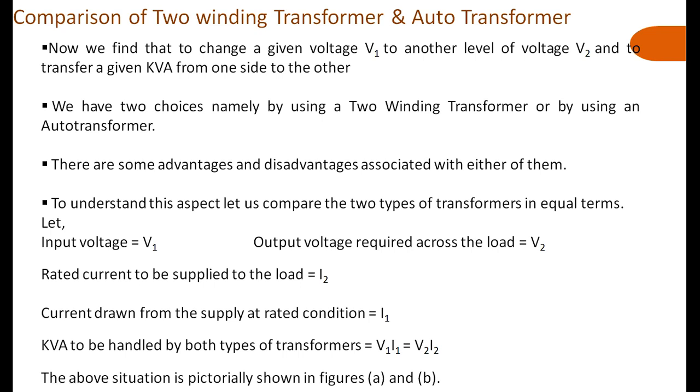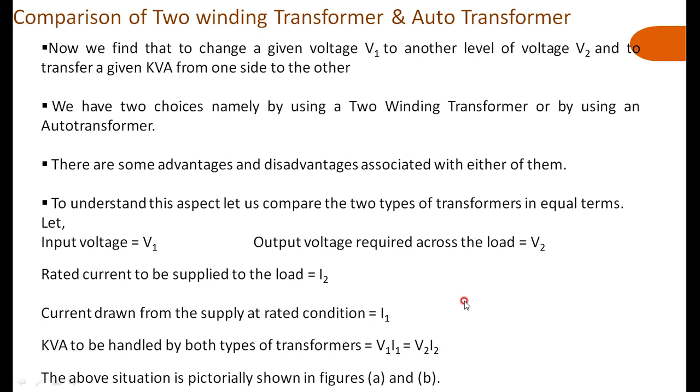That is, the kVA rating is the product V1 I1, which must be equal to the product V2 I2. Means for both transformers we want V1 at the primary and V2 at the secondary. The load current supplied by the two winding transformer is I2, and by the auto transformer is also I2, and the kVA rating remains the same, that is V1 I1 must be equal to V2 I2.